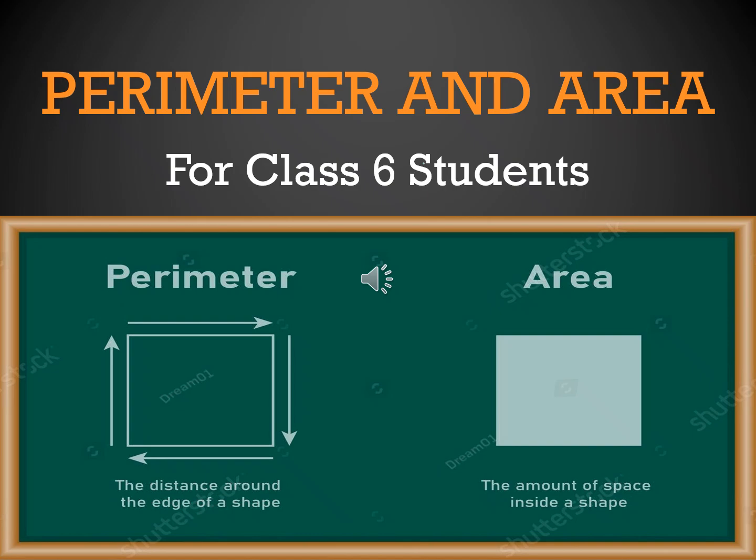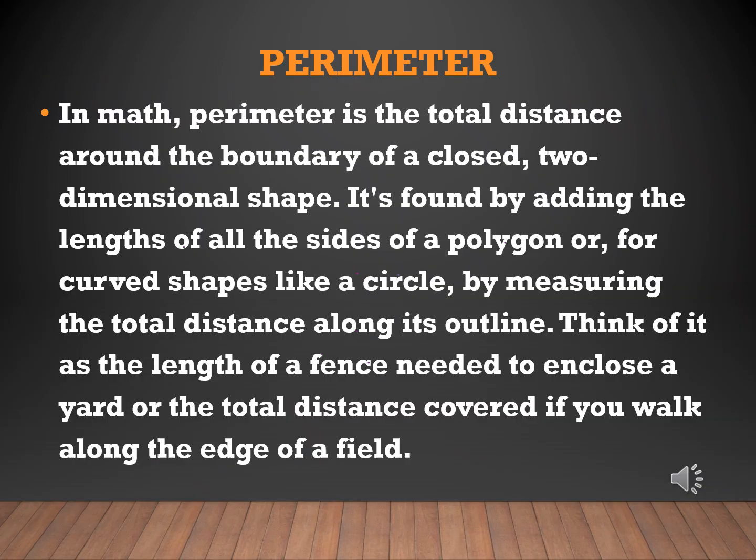Children, today we are going to learn about perimeter and area of polygons, or in other words, rectilinear figures. So what do you mean by perimeter? In math, perimeter is the total distance around the boundary of a closed two-dimensional shape. It's found by adding the lengths of all the sides of a polygon, or for curved shapes like a circle, by measuring the total distance along its outline.